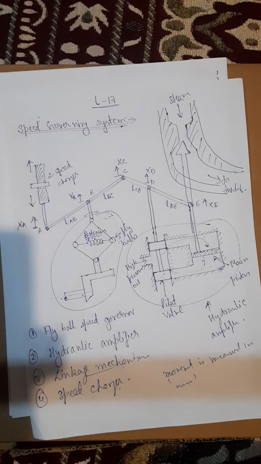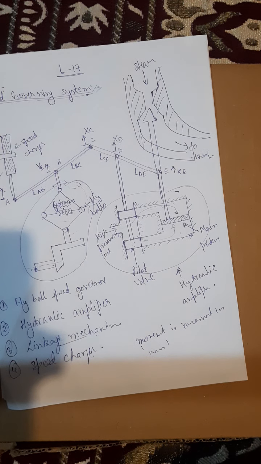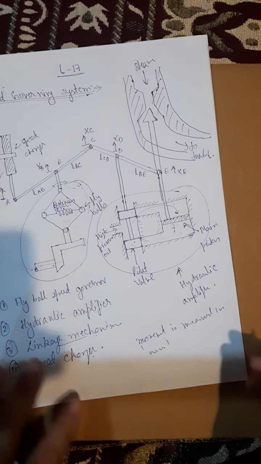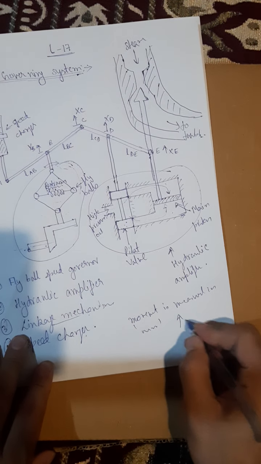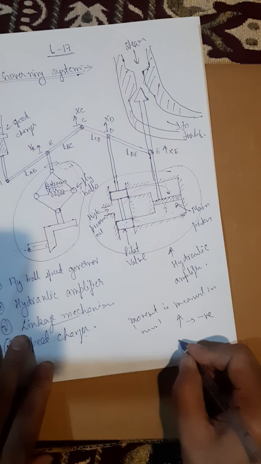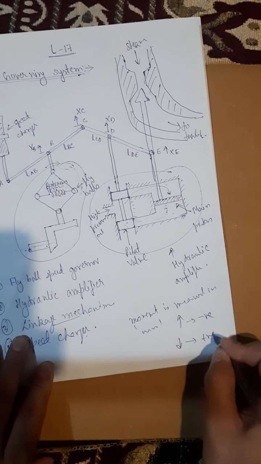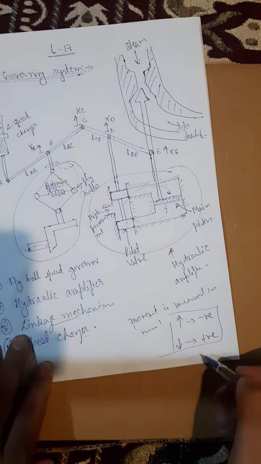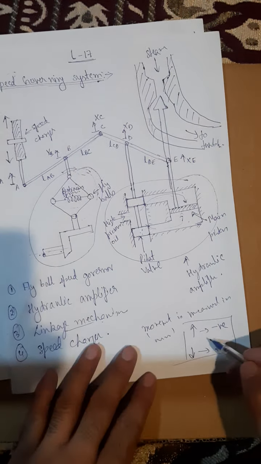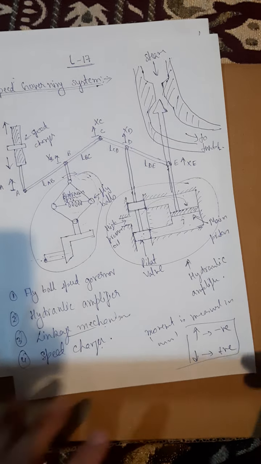So next, let me explain here. I assumed that all upward movements are taken as negative, and all downward movements are assumed positive. Upward movement negative, downward movement positive. You can also take upward positive and downward negative. That is not a problem.